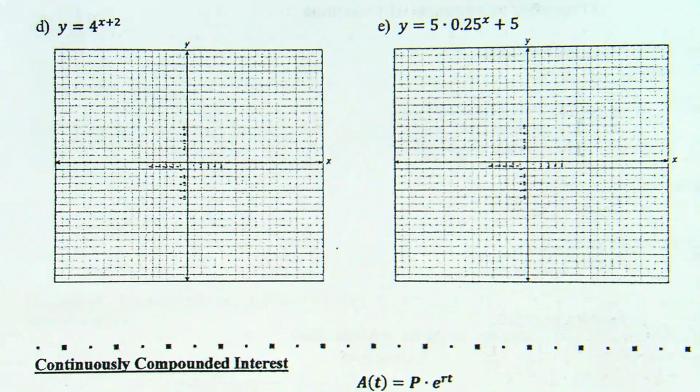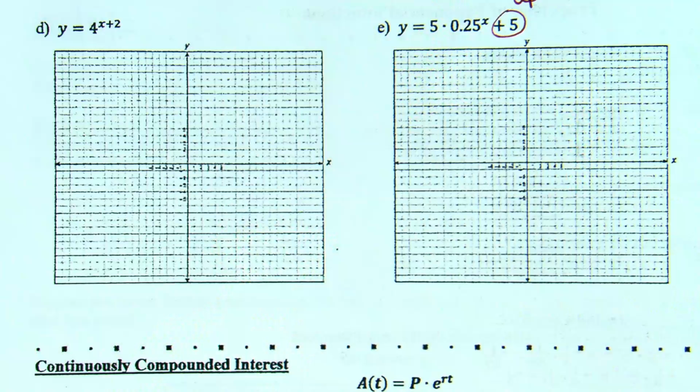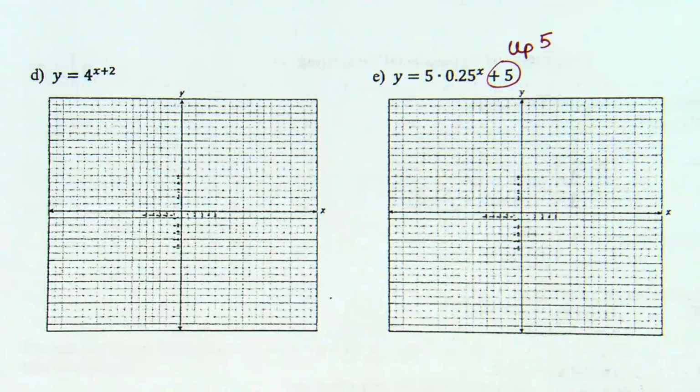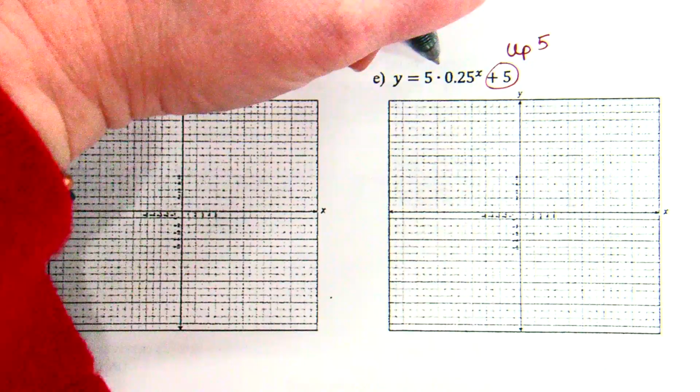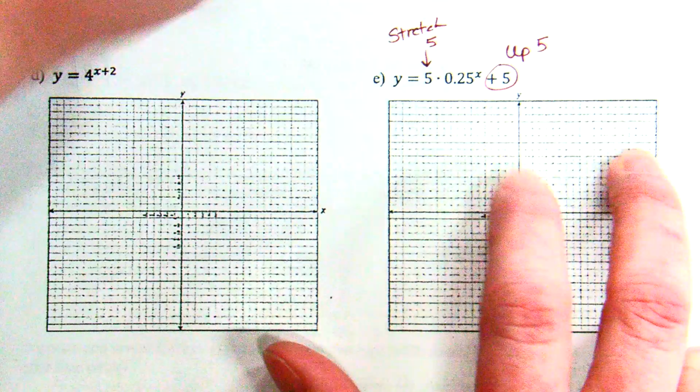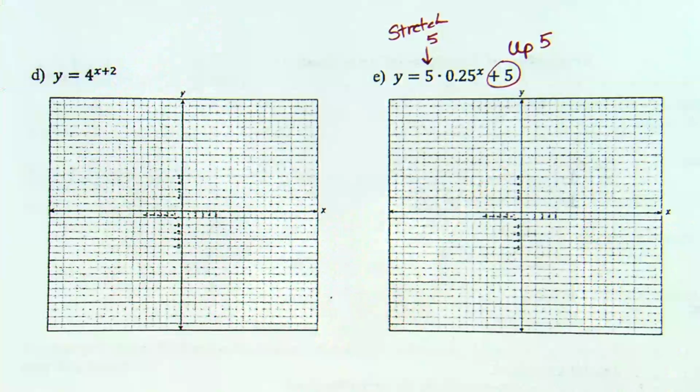Okay, so E. The one labeled E. What pieces can you identify that are happening here? Okay, what's a plus 5 doing? My graph is going to have to move up 5. What else can you identify? What about that 5? It's positive. It's like either stretch or shrink. So it's like a stretch, because it doesn't pertain to 0 or 1, right? Okay, so stretch at 5.